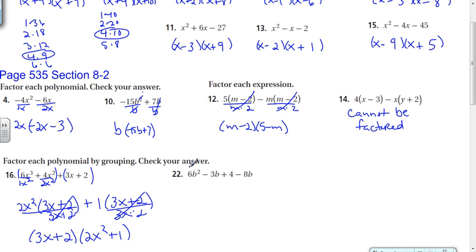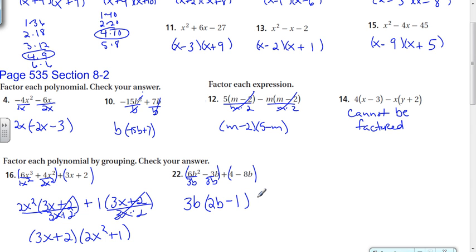Number 22, group the first two, group the last two. 6 and 3 have a common factor of 3. b squared and b have a common factor of b, so I'm going to divide out a 3b. So 6 divided by 3 is 2. b squared divided by b is b. Negative 3 divided by positive 3 is a negative 1, and the b's cross out.